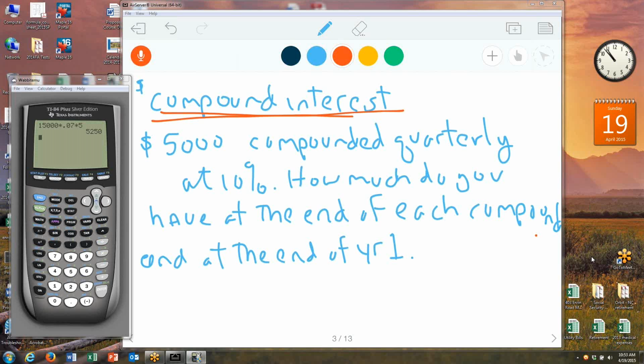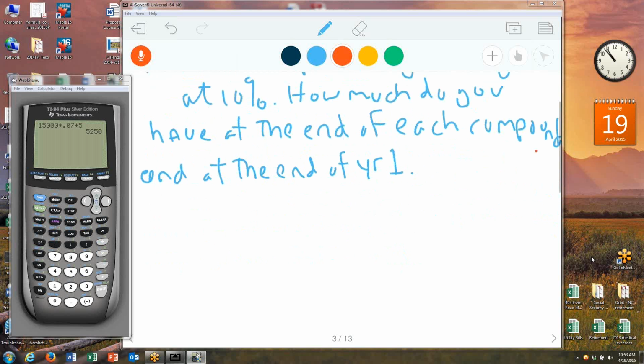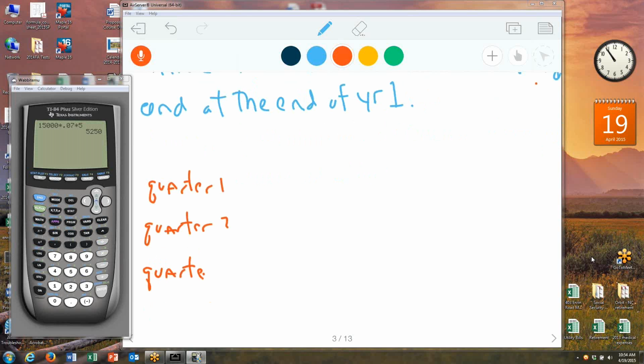Okay, so how much do you have? So I'm going to make a little chart here. Let's just say quarter 1, quarter 2, quarter 3, 4 quarters in a year, right? And quarter 4.